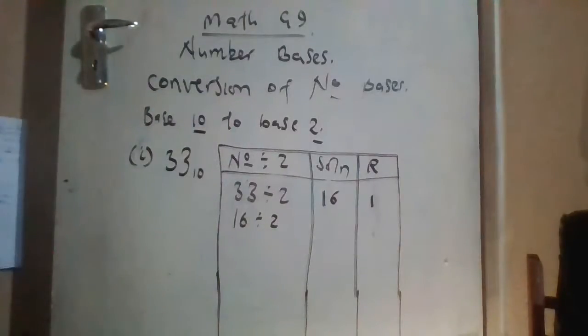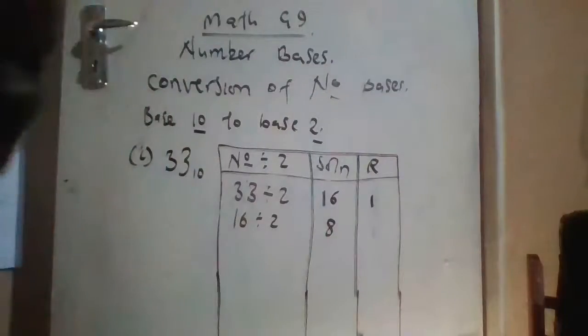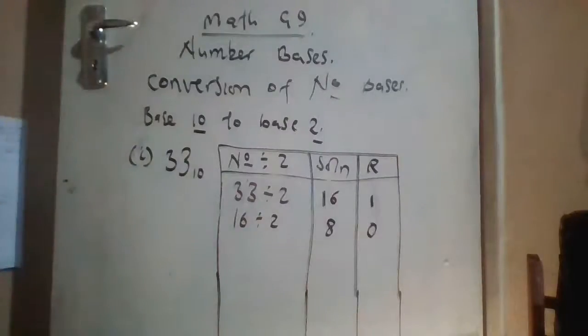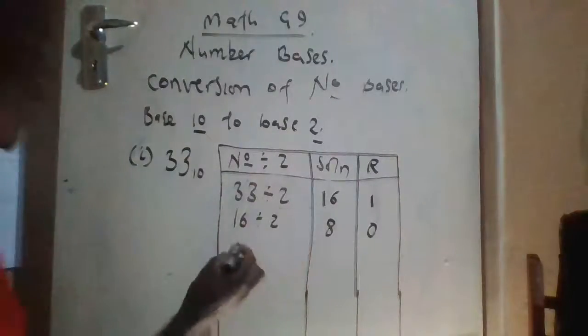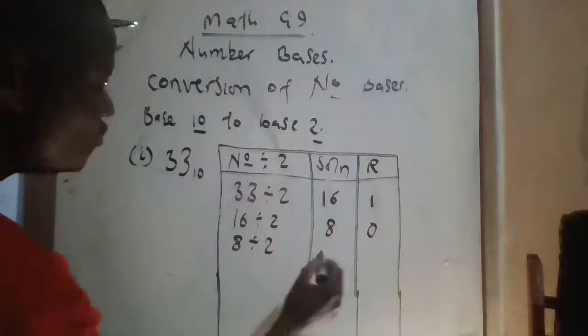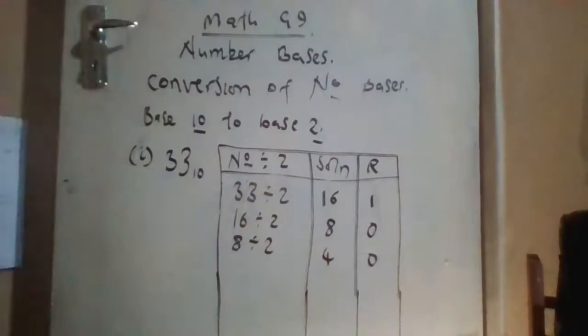When you do that, 16 divided by 2 gives us a perfect number, which is 8. I believe so. Yeah, it is. So my answer here gets to be 8, but guess what? There's no remainder. So no remainder, 0. The same 8 comes here now. We divide it by 2, and the answer is 4. Guess what? No remainder. The puzzle continues.